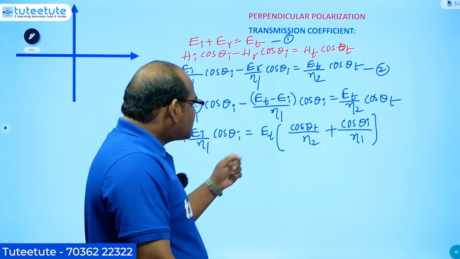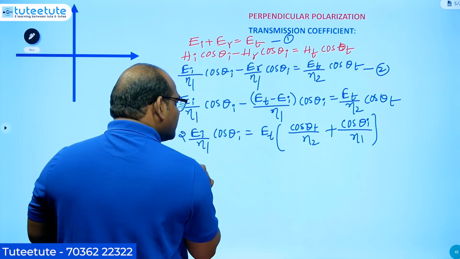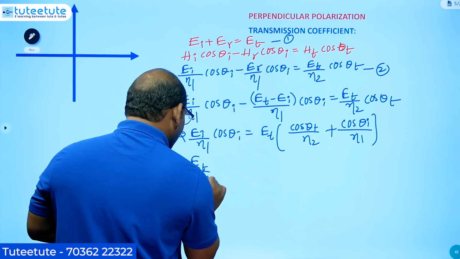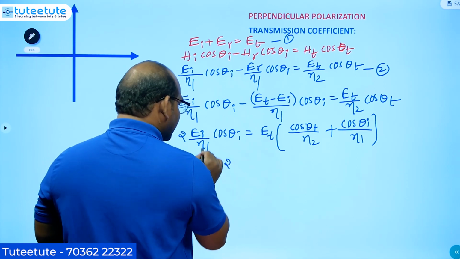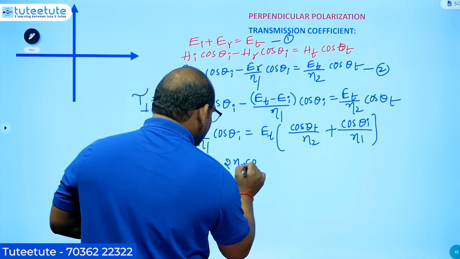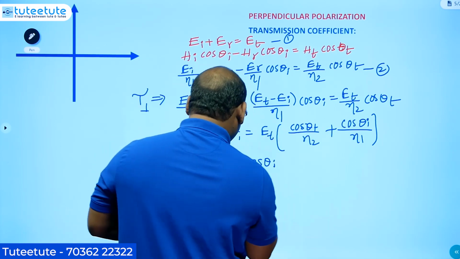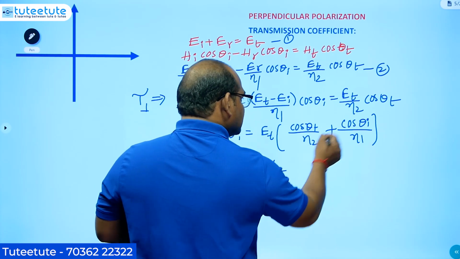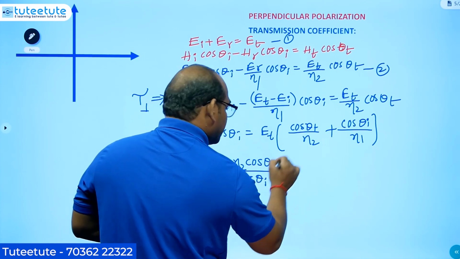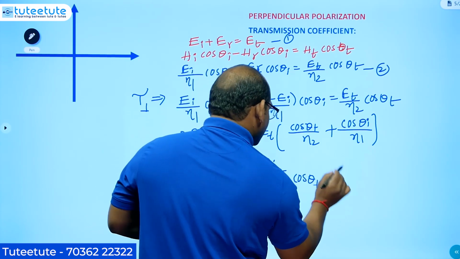So eta 1 will be cancelled, and in the denominator eta 2 will be there, that you can send this side. So what will we get here? I am getting the ratio ET by EI, that is equal to 2 times eta 2 cos theta I, because eta 1 has cancelled. And here what will we get? This is eta 2 cos theta I plus eta 1 cos theta T. This is what we got.